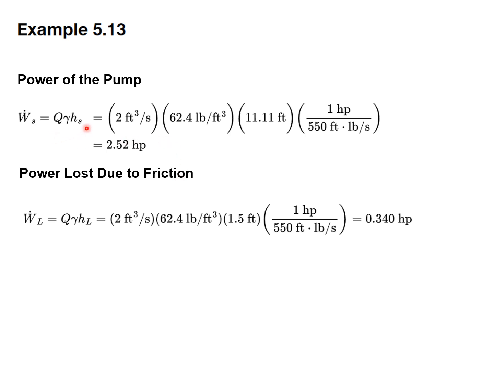So similar to the previous problem, we can calculate the power of the pump and the power loss due to friction. Both of those terms are Q gamma times the appropriate head term that we've calculated in each case.